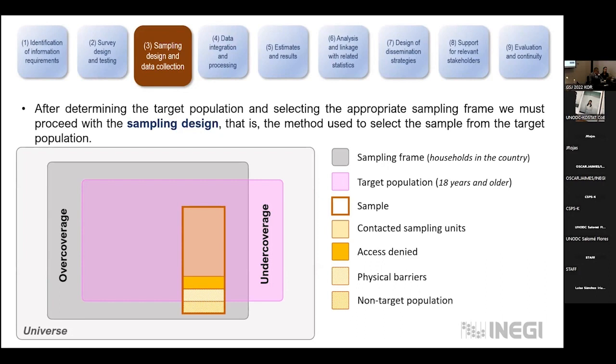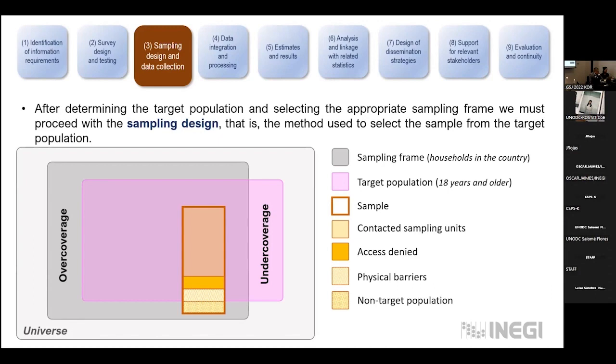We have first the universe. That is all the people living in the country. This is a household survey, but the people could live in any other place, like shelters and prisons, and so many things that constitute the universe. And the coverage is the sampling frame. Most of the time this population is not big, so the sampling frame will cover almost the complete population.